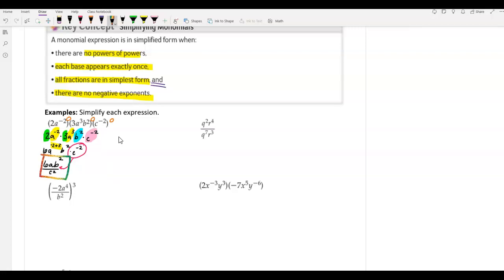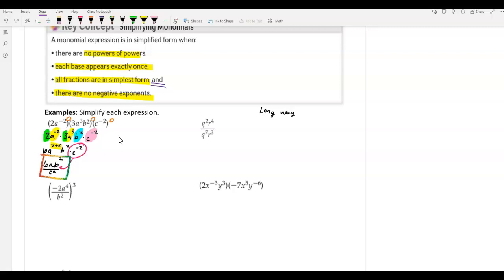All right, let's take a look at this problem right over here. There are two ways we can do this. We can do this the long way and the short way. First, let's do it the long way. It says I have q squared r to the 4th over q to the 7th r to the 3rd.